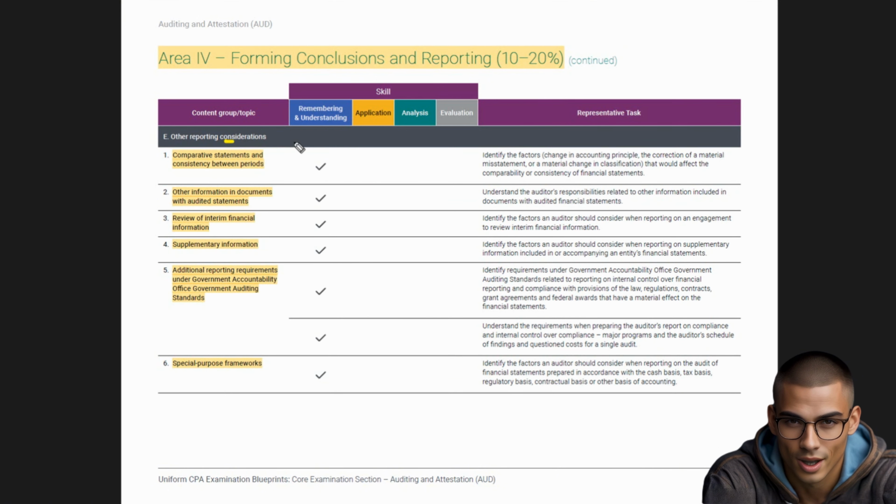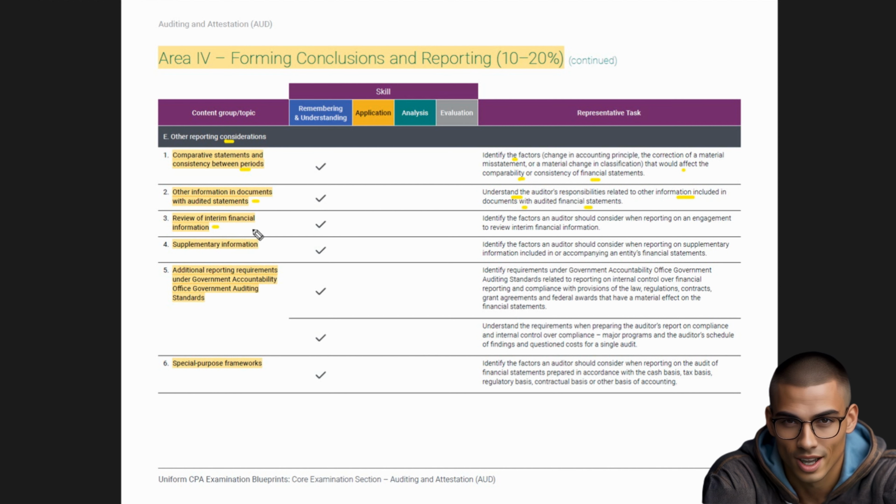Next, we have other reporting considerations, and we're going to be taking a look at comparative statements and consistency between periods. So here you need to be able to identify the factors that would affect the comparability or consistency of the financial statements. We also have other information in documents with audited statements, where you'll need to understand the auditor's responsibility related to other information included in documents with audited financial statements.